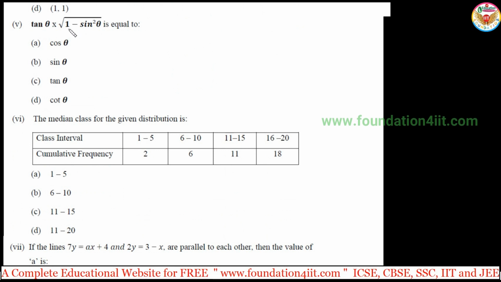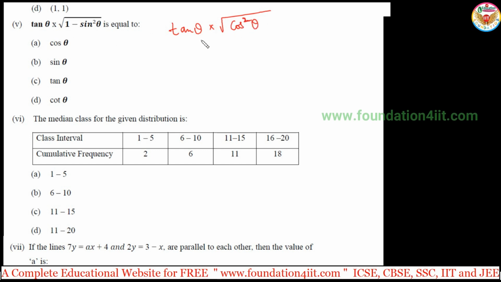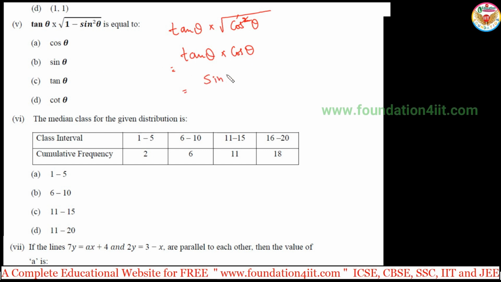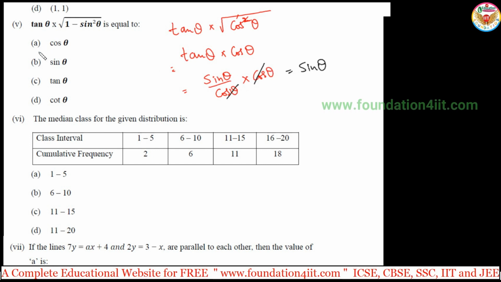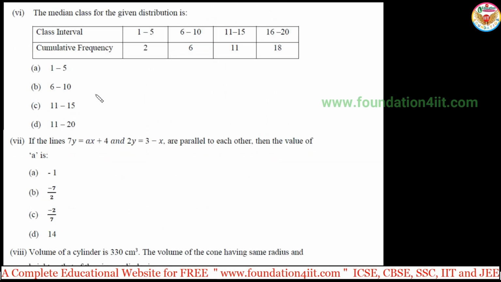Fifth one, calculation. Tan theta into square root of 1 minus sine square theta. 1 minus sine square is cos square theta, that is the formula. So the square root cancels, then cos theta. Tan, we know the formula is sine by cos, because there is no option like tan into cos. More simplified: tan theta is sine by cos, into cos theta. The cos gets cancelled, then the remaining is sine theta. So option B, right? Somewhere by observing we can say this for this type of question.